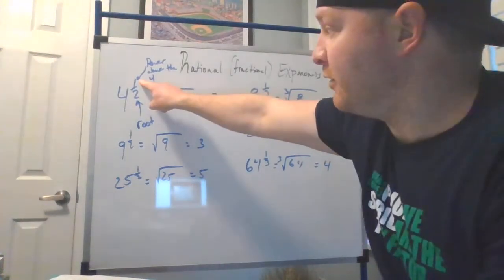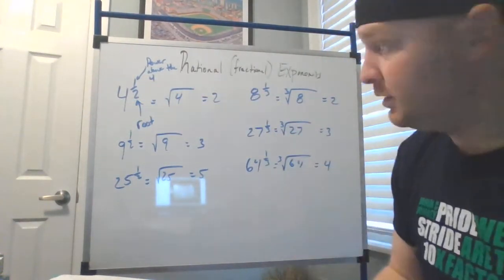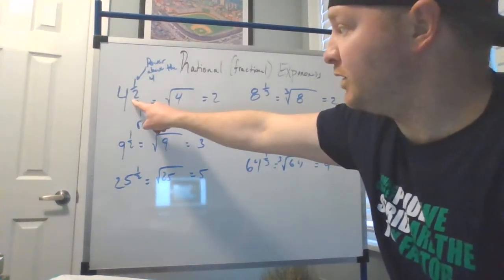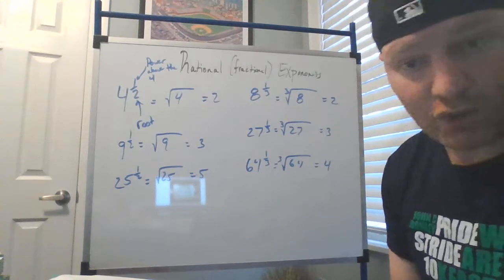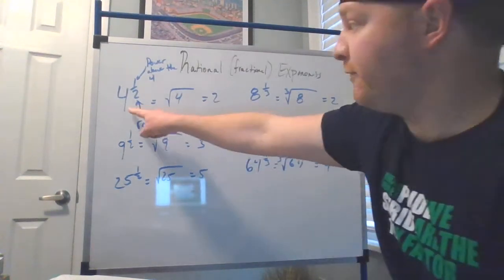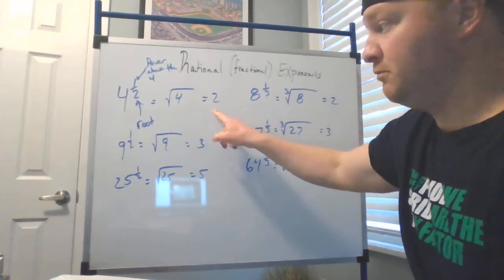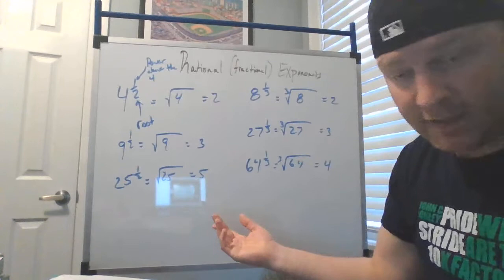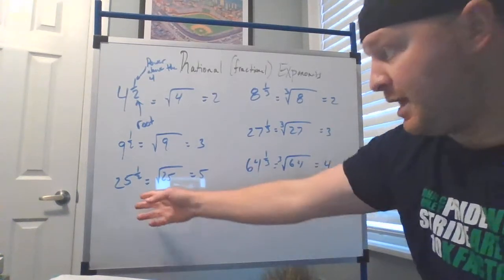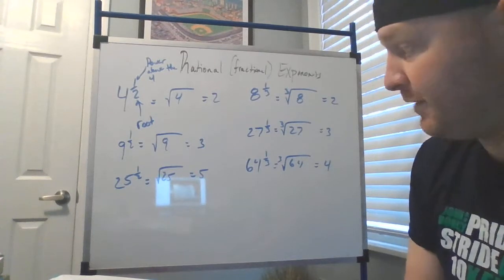So this is the power. The numerator is always the power above the number that's going to be inside the radical, all right? And the denominator tells you what the root is. Well, this is the second root, or as we're familiar with it, the square root. So 4 to the power of 1/2 is the same as the square root of 4, which we know is 2. Just like 9 to the power of 1/2 is equal to the square root of 9, which is equal to 3. And 25 to the power of 1/2 is the same as the square root of 25, which is 5.